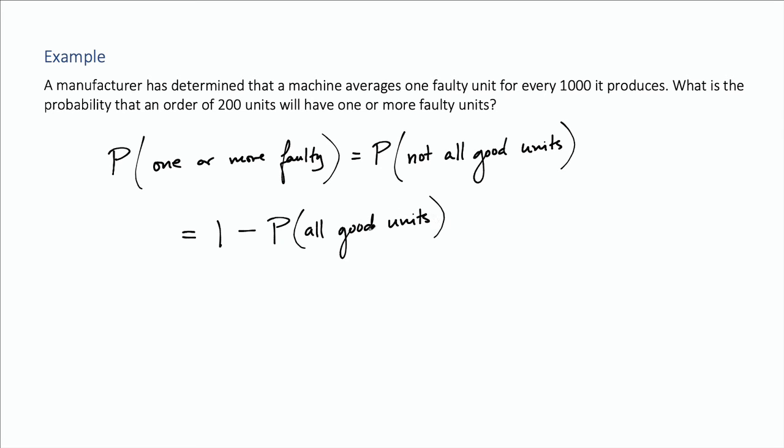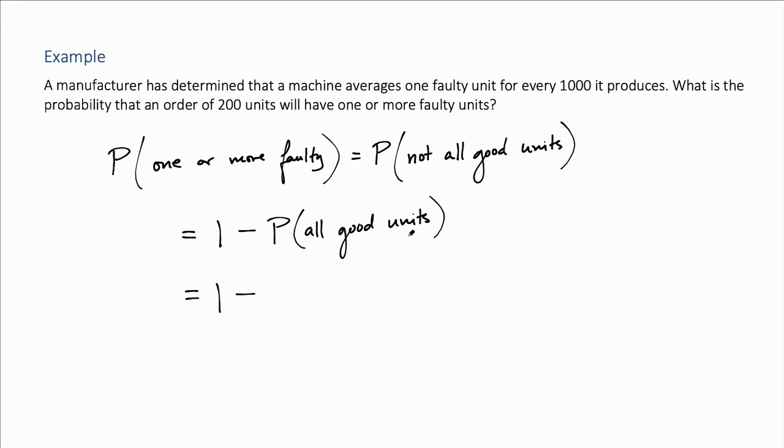And that is going to be a lot easier to compute than it would for the 1 or more, because 1 or more, that means that 1 faulty unit, or 2 faulty units, or 3 faulty units, all the way up through 200. Okay, and that's a lot of work. So now we can do this probability.